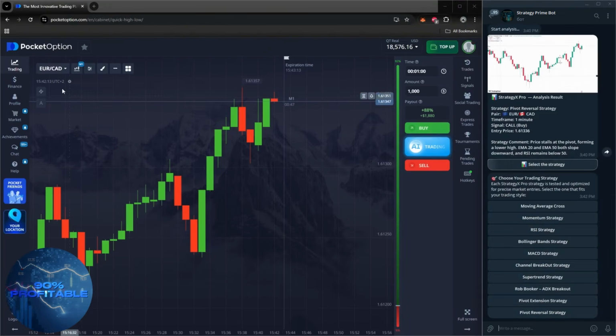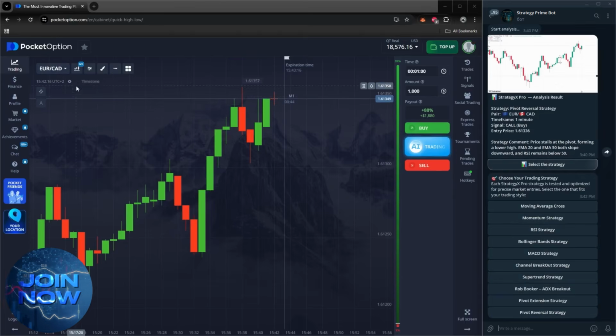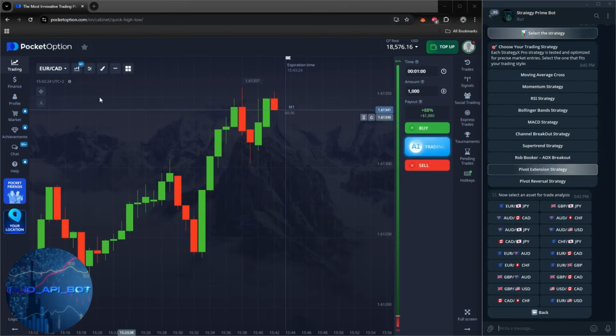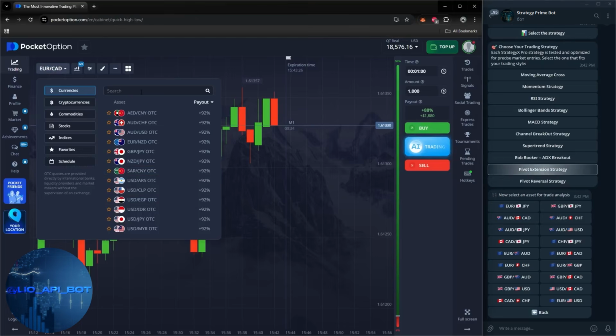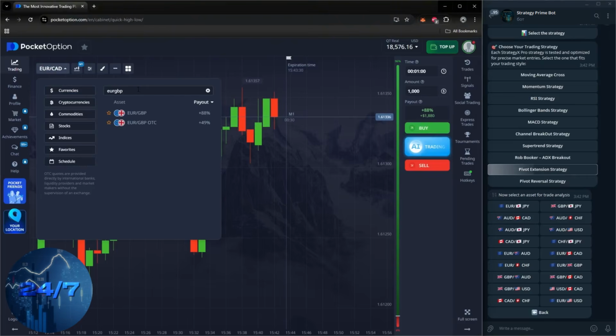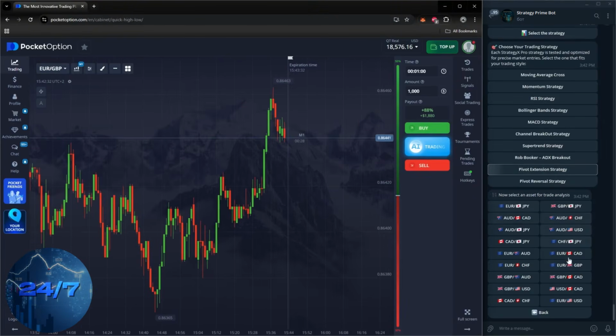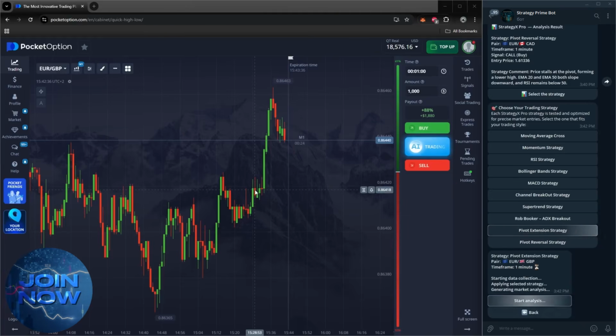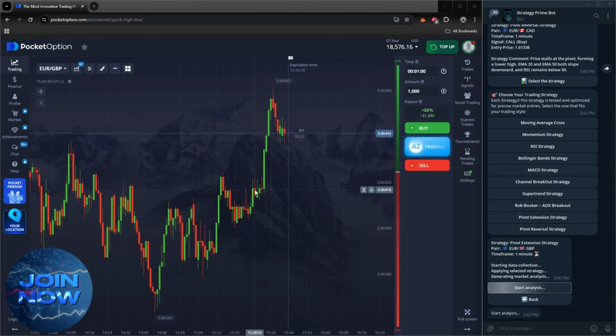So let's go ahead, do one more trade. We're already profiting pretty good, 4.5k I think. So let's do one last trade right here with pivot extension strategy. We did one with reversal, so same process. Let's hit up a market. We did Euro Canadian. So let's go down the list here, and Euro Pound is next on the list. Same process, few clicks, 1 minute start analysis, and you can see how fast you can get these trades out if you master this tool.